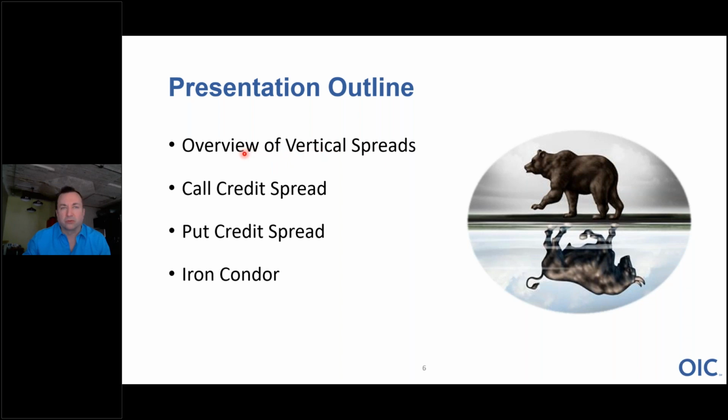I'll start with an overview of really spreads in general and vertical spreads overall, and then we will narrow that down into the two types of verticals that are known as the credit spreads, and then put together the iron condor. And while I discuss the iron condor at the end, the final segment here, I'll also get into variations and considerations of the iron condor, different ways you could put that strategy together.